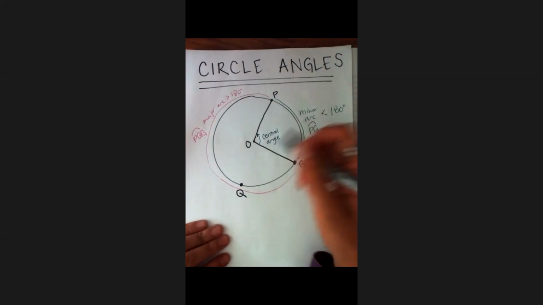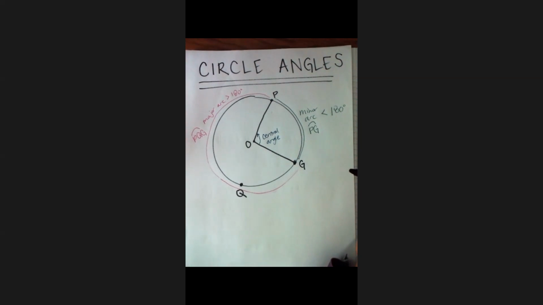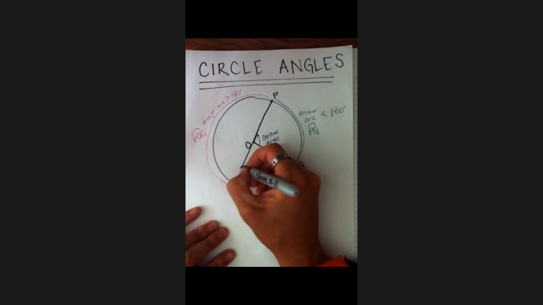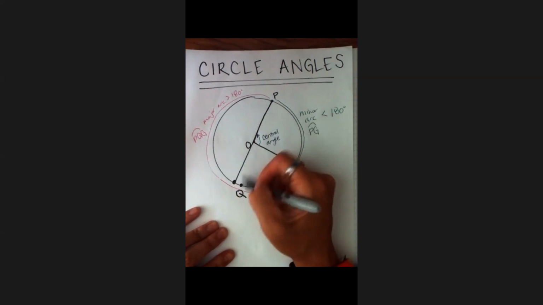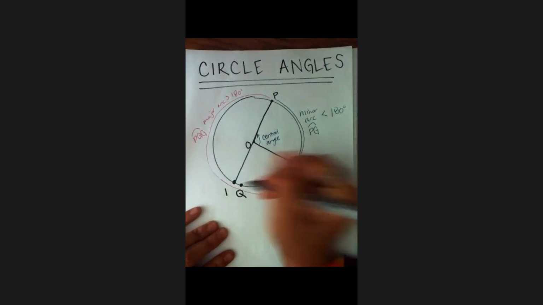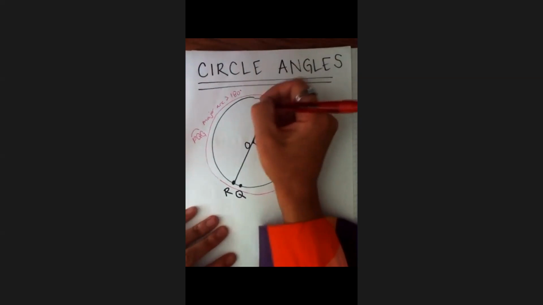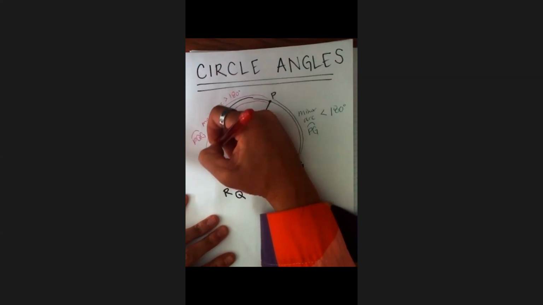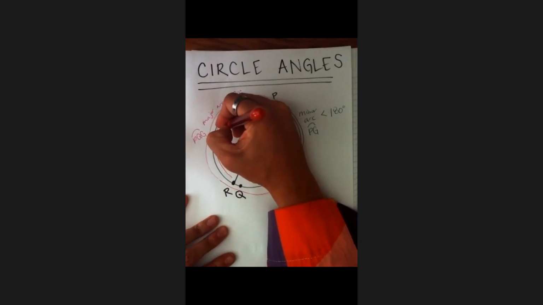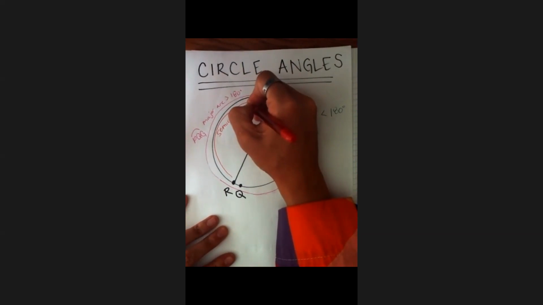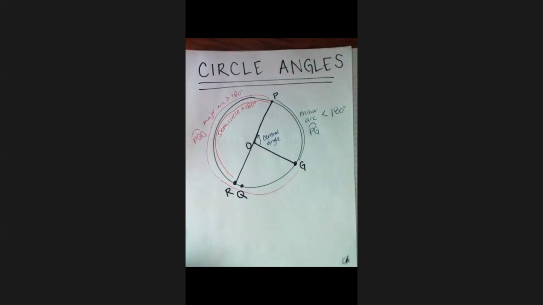I put that Q in kind of a weird position. Let's say we extend our radius and make it a diameter. Q is close, but not quite, so let's call this point R. So we've now made a diameter, and in doing so, we made what is called a semicircle. Semi meaning half. A semicircle is exactly 180 degrees.